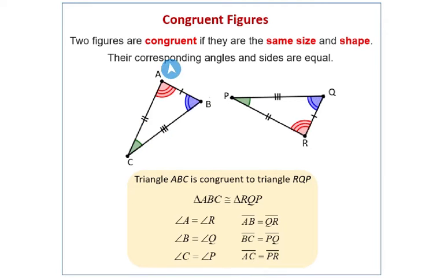So you'll see that word corresponding. That means matching. It's the one that it matches with. The same way that this green angle is equal to this green angle. So when all 3 angles are the same and all 3 sides are the same, the shapes are congruent. So you see this as a proof here. Triangle ABC is congruent to triangle RQP. That's because angle A is congruent to angle R, and so on.